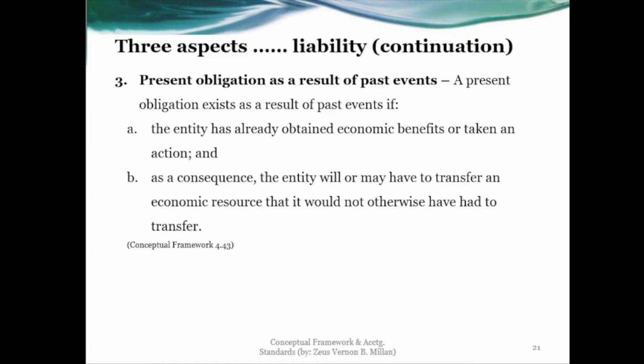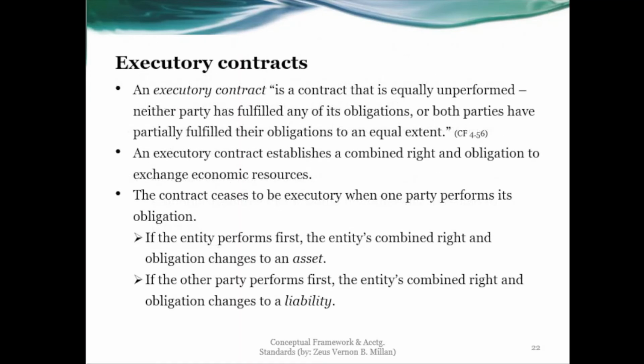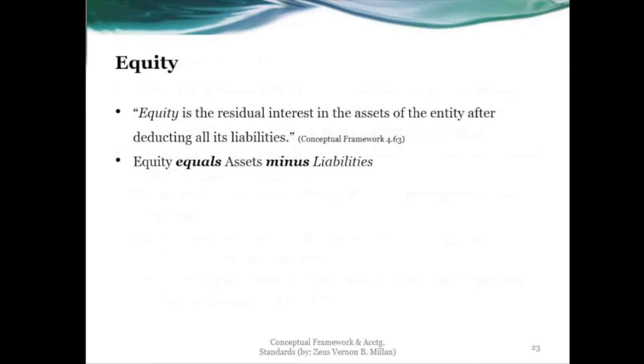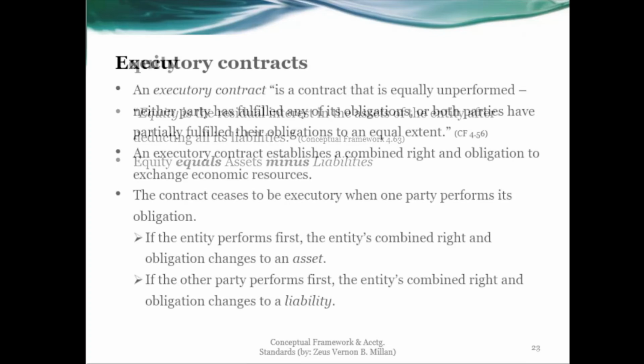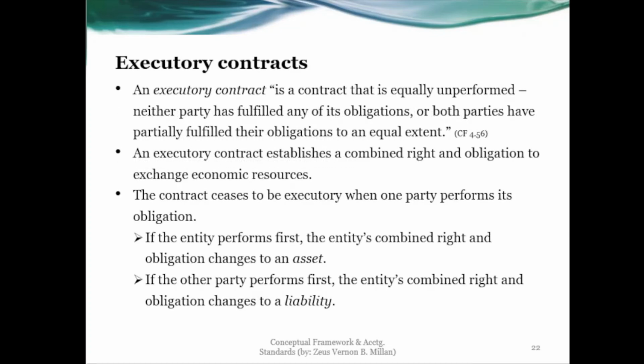A present obligation exists as a result of past events if the entity has already obtained economic benefits or taken an action, and as a consequence, the entity will or may have to transfer an economic resource that it would not otherwise have had to transfer. Now, let's pass through the executory contracts. You will learn more about executory contracts in your law subject.